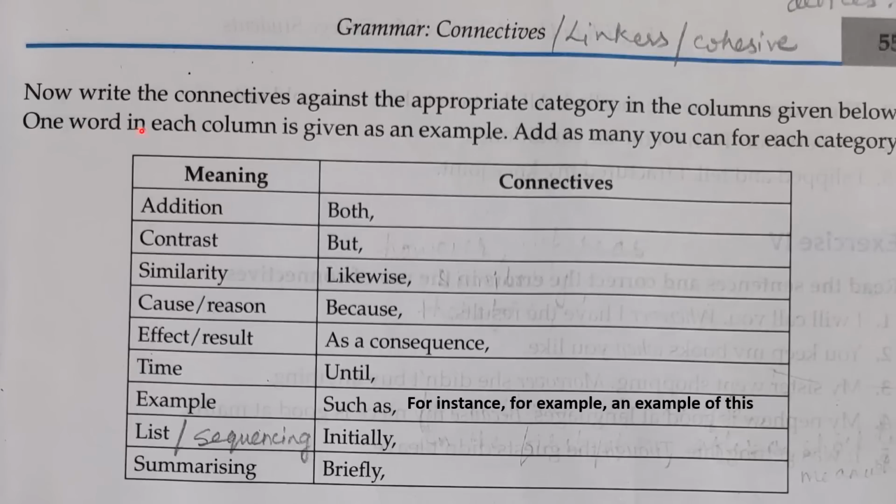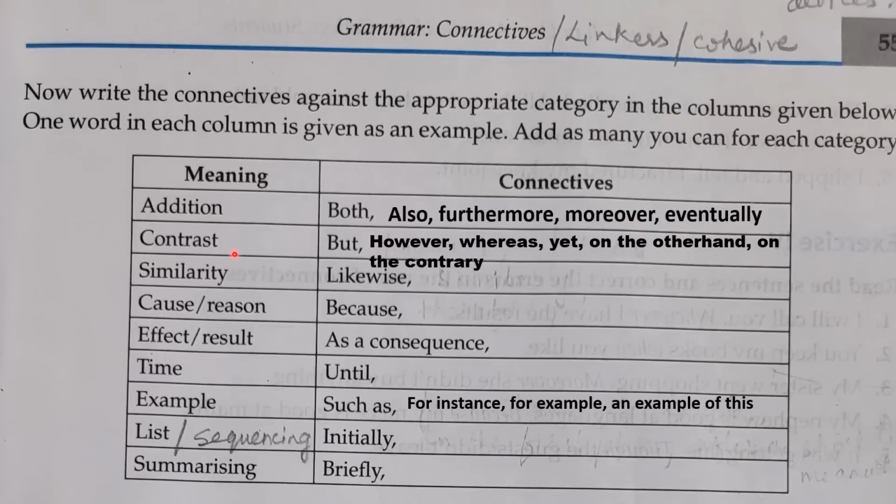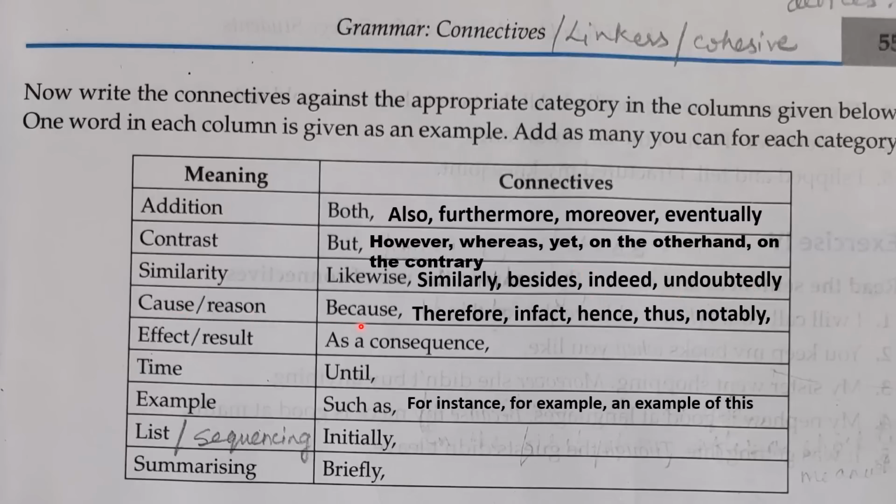Now, the exercise: write the connectives against the appropriate category in the columns given below. The types of connective categories are given here. Examples you have to write here. First is addition. When you add ideas, what are the connectives you are going to use? Like both, also, furthermore, moreover, eventually. Contrast. When you are contrasting ideas, you use but, however, whereas, yet, on the other hand, on the contrary. Then similarity. Examples: likewise, similarly, besides, indeed, undoubtedly. Cause and reason. Because, therefore, in fact, hence, thus, notably.